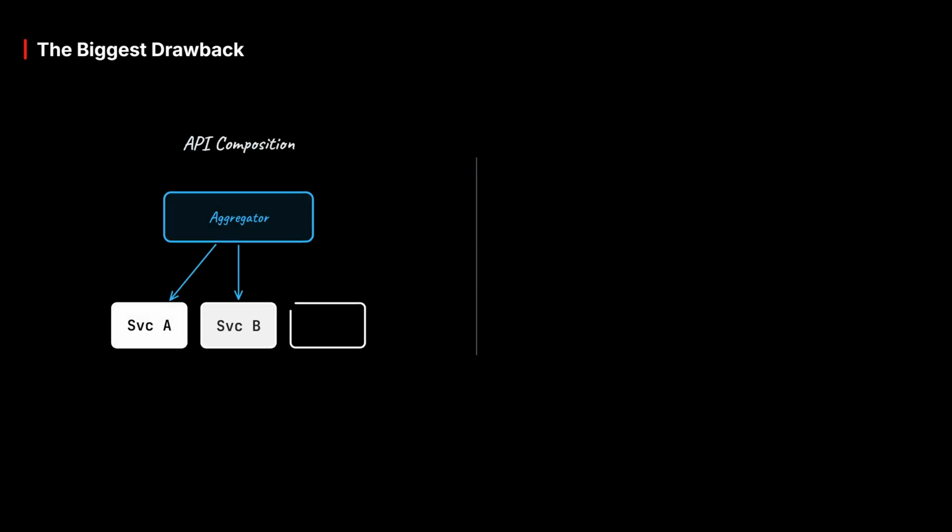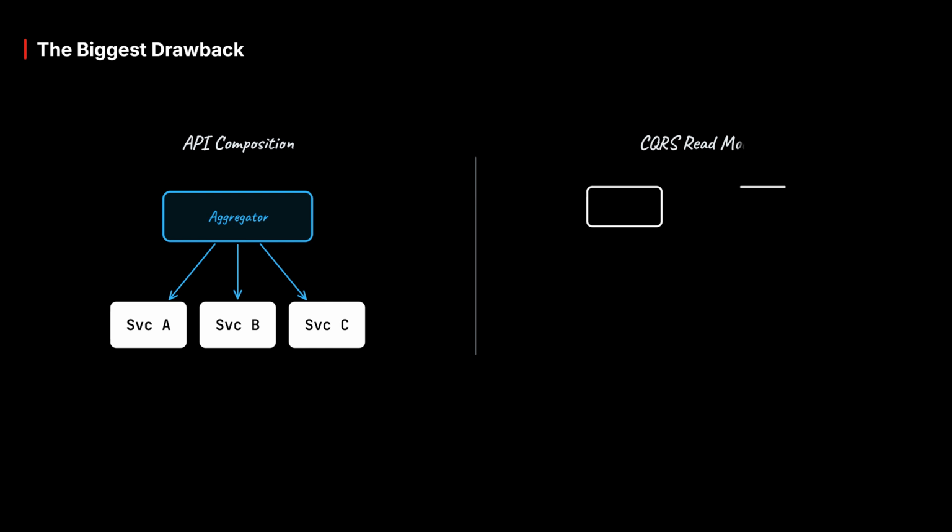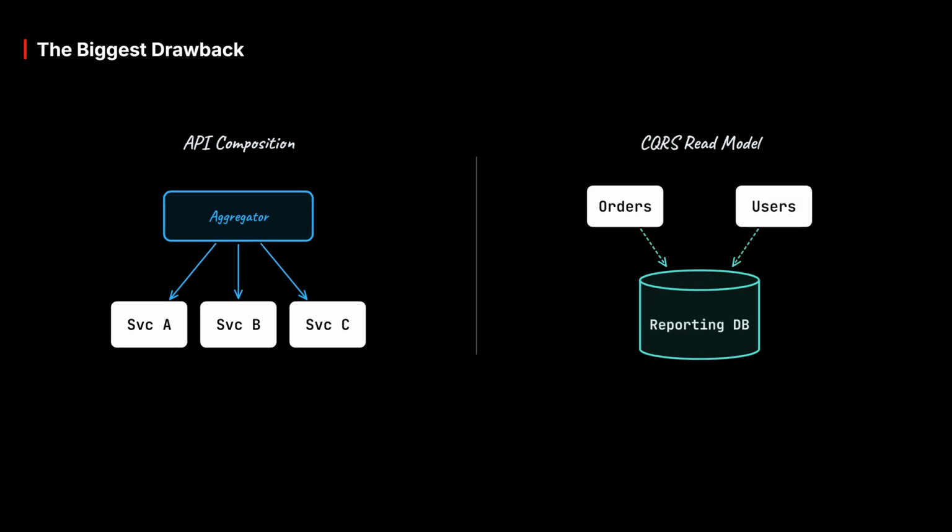This is why teams move towards alternatives. One is API composition, where an aggregator service calls multiple services and combines their responses. Another one is CQRS read models, where a separate database is built only for reporting, and it is fed using events. But in both the cases, the message is the same. You sacrifice the convenience of joins to get service independence.